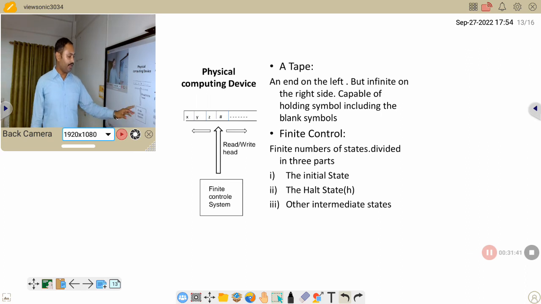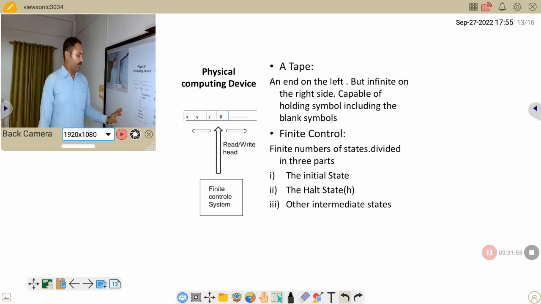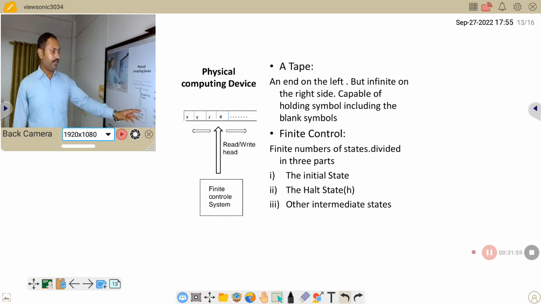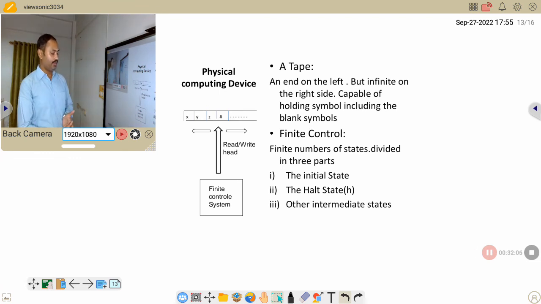And this is the finite control system. What is the purpose of the finite control system? After accepting an input symbol, it just changes the state. It will go from the current state to the next state. The finite control has a number of states which are divided into three parts. It has an initial state, it has a halt state. So yes, there is another point: it has no final state. The state which is known as the halt state, so we can halt the Turing machine.